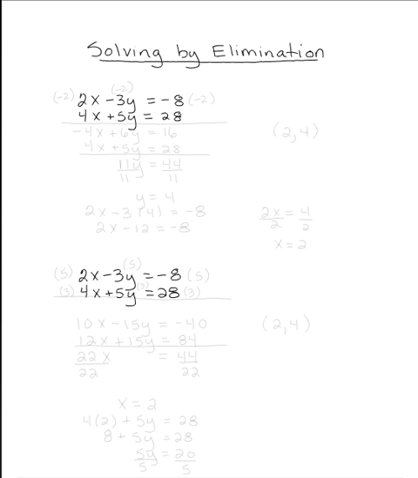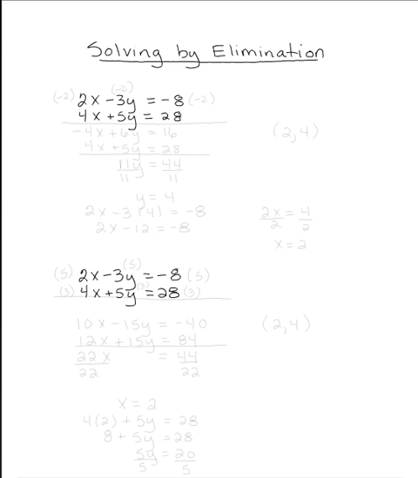In this first problem, the first equation is 2x minus 3y equals negative 8. The second equation is 4x plus 5y equals 28. Now, when we are solving by elimination, you have a choice. You can choose to eliminate your x's, or you can choose to eliminate your y's. It doesn't matter which one you choose to focus on, but just pick one. Let's start with the x's.